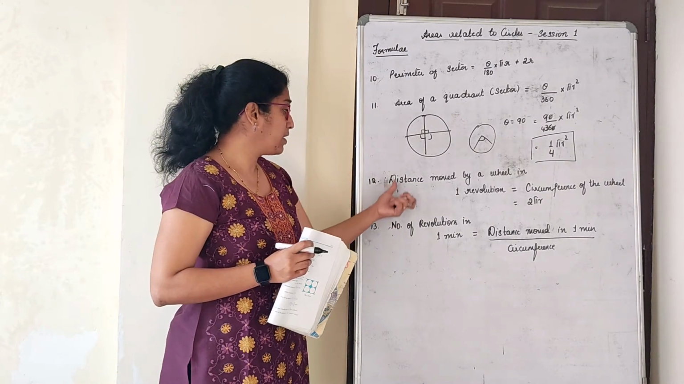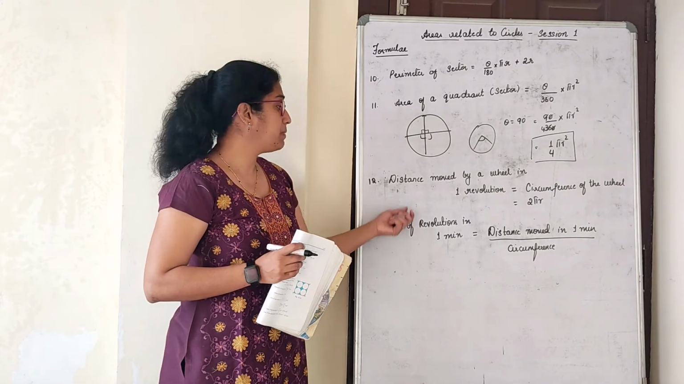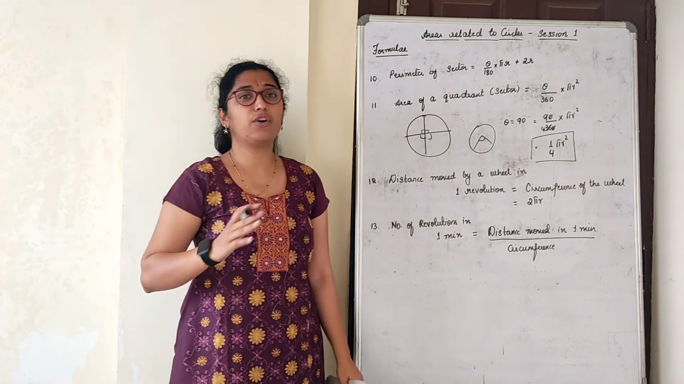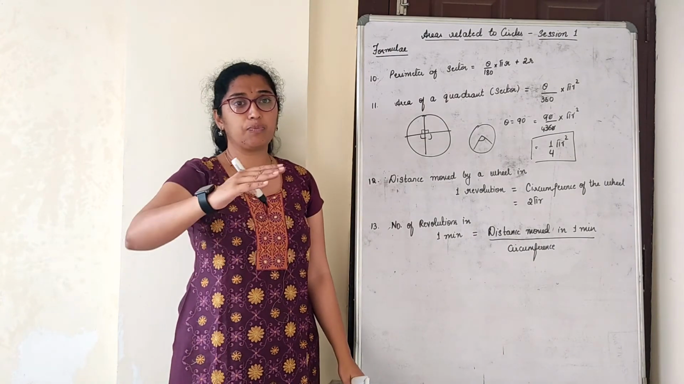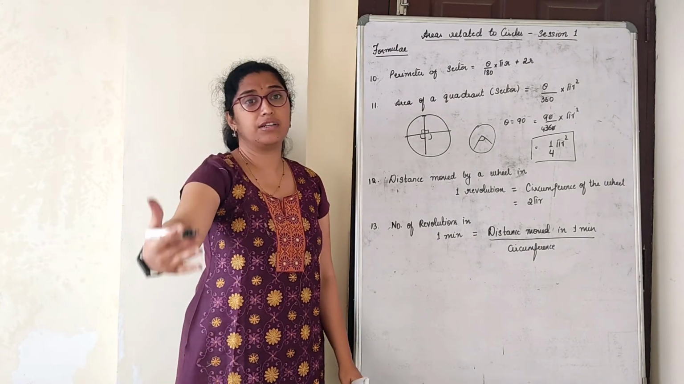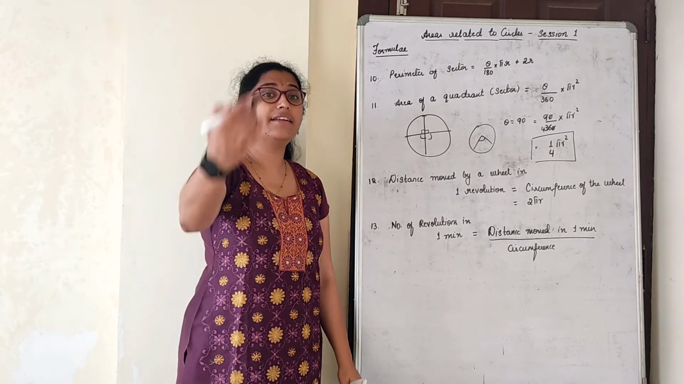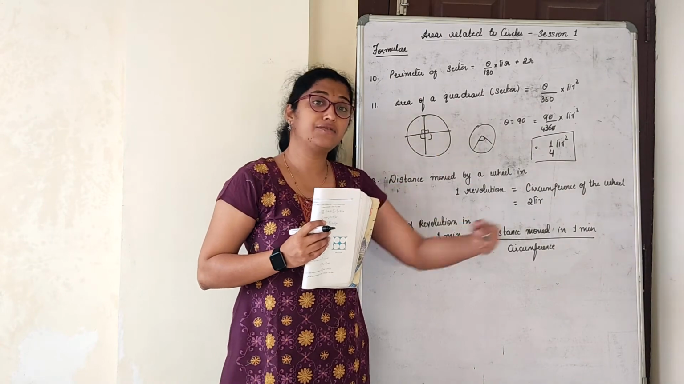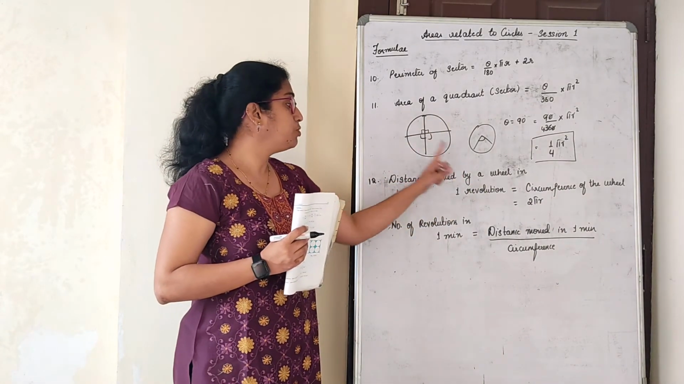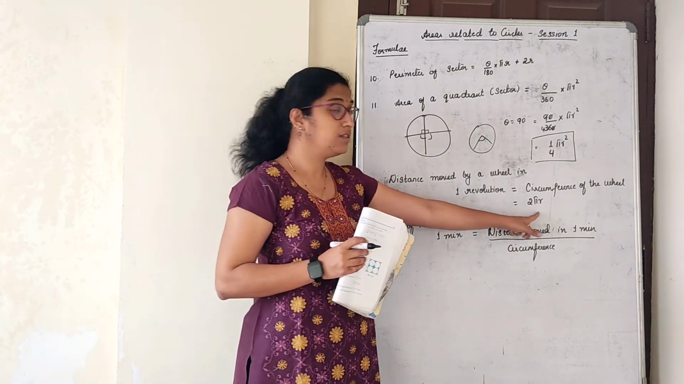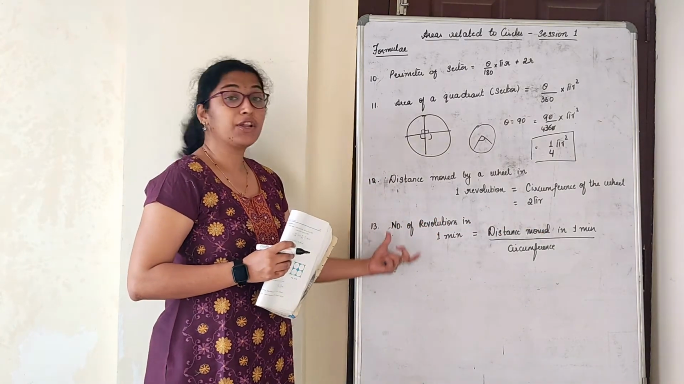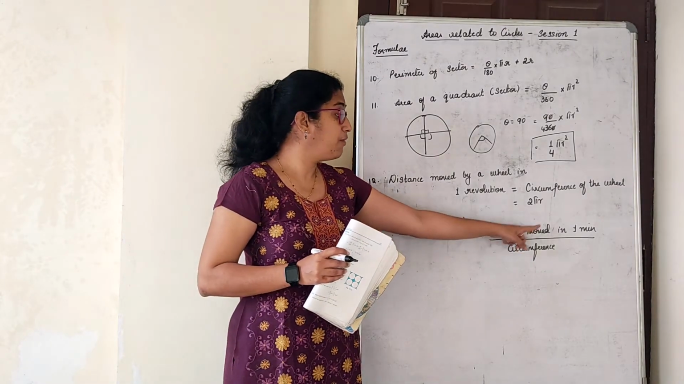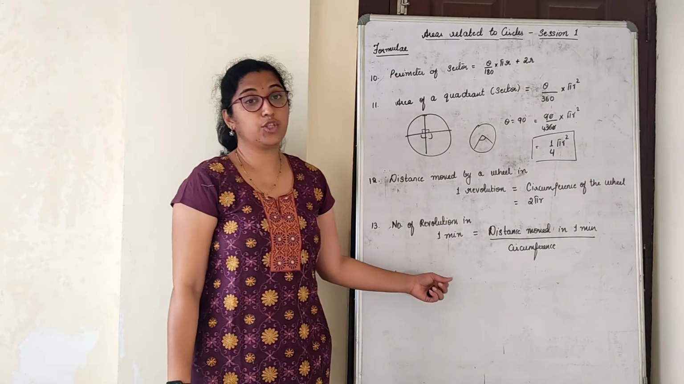Then, these two are the only numericals we have on this part. Distance moved by a wheel in one revolution. Revolution sums we have already done in surface area and volume. When a roller moves on level ground, the one revolution we talk about is nothing but the circumference of that roller or circumference of that wheel. So distance moved by a wheel in one revolution is 2 pi r. Now, number of revolutions, if you have to find out with respect to 1 minute, it is the distance moved in 1 minute. So these are the formulas which you have to remember.